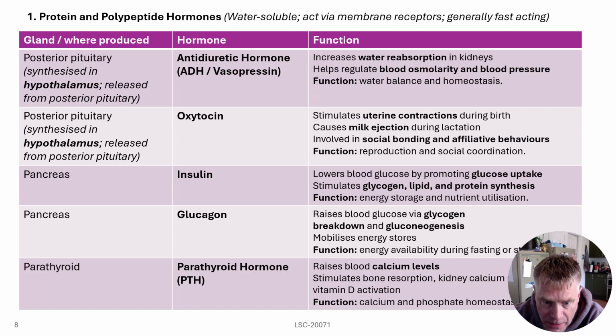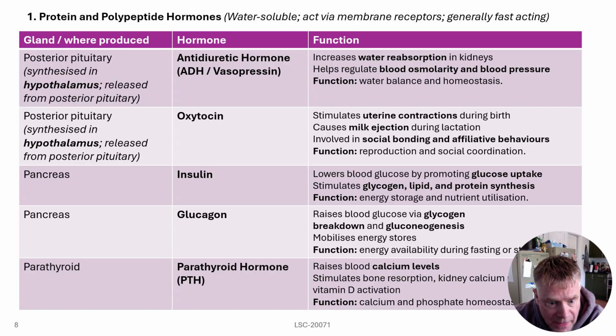So we have antidiuretic hormone, ADH, and that increases water reabsorption in the kidneys. So it helps regulate blood osmolarity and blood pressure. And the function of this is water balance and homeostasis in the body. And then there's oxytocin, and that stimulates uterine contractions during birth. It causes milk ejection during lactation, and it's involved in social bonding and affiliative behaviours. So this has functions in reproduction, particularly females, and social coordination.